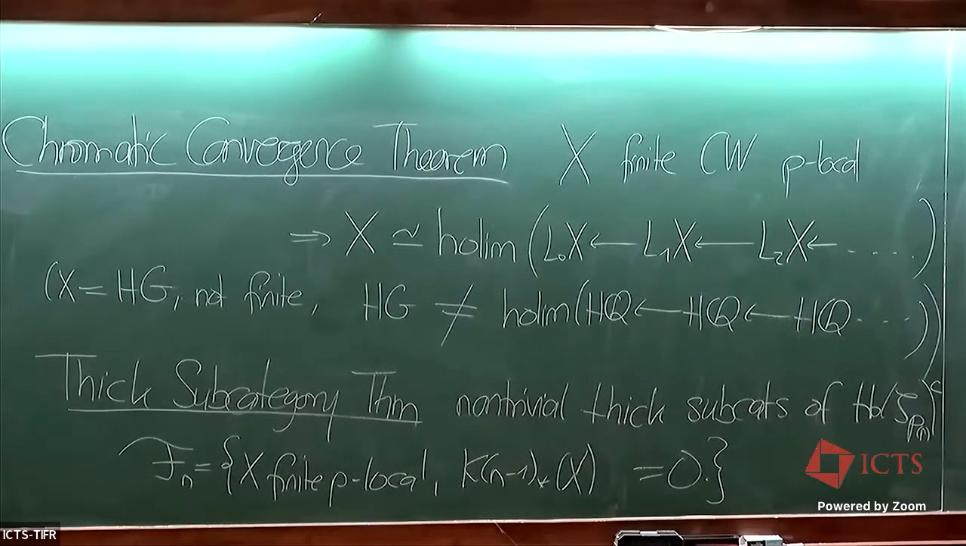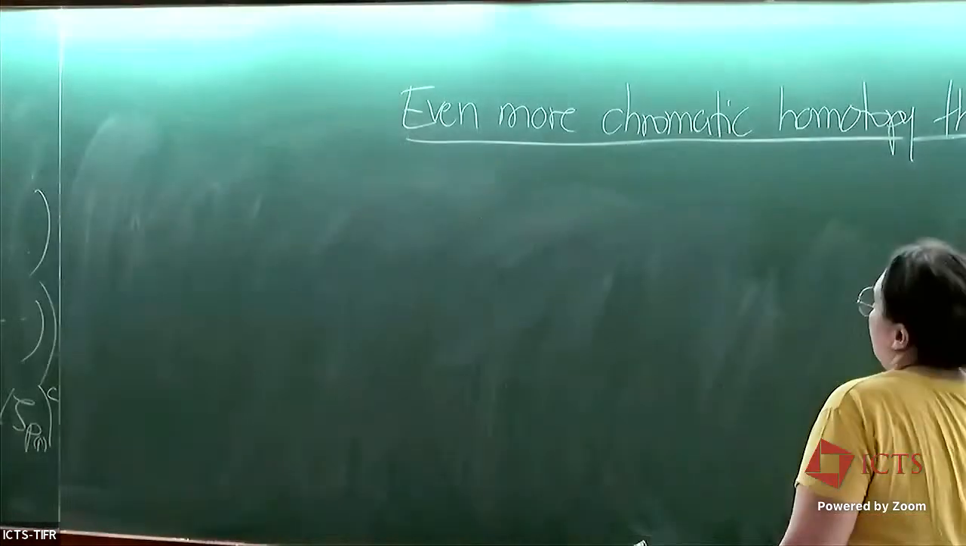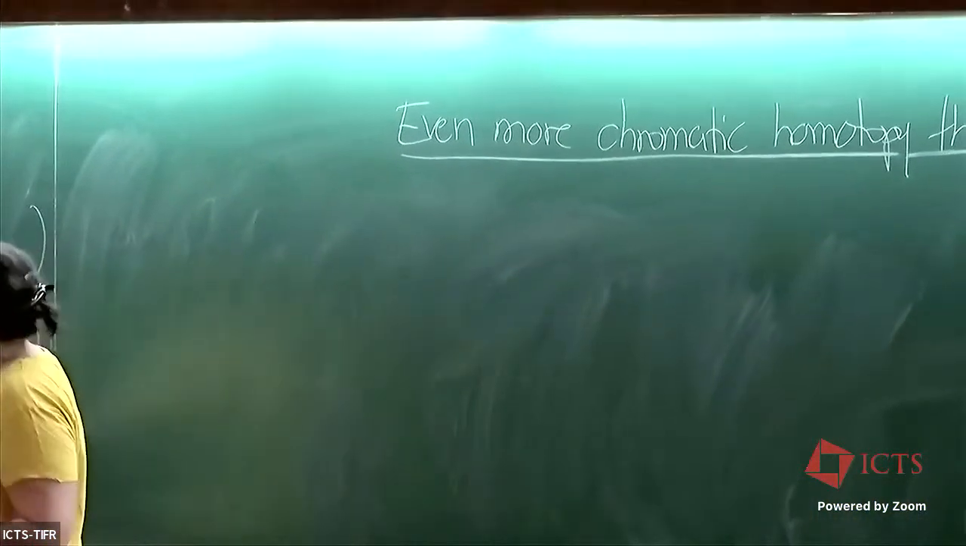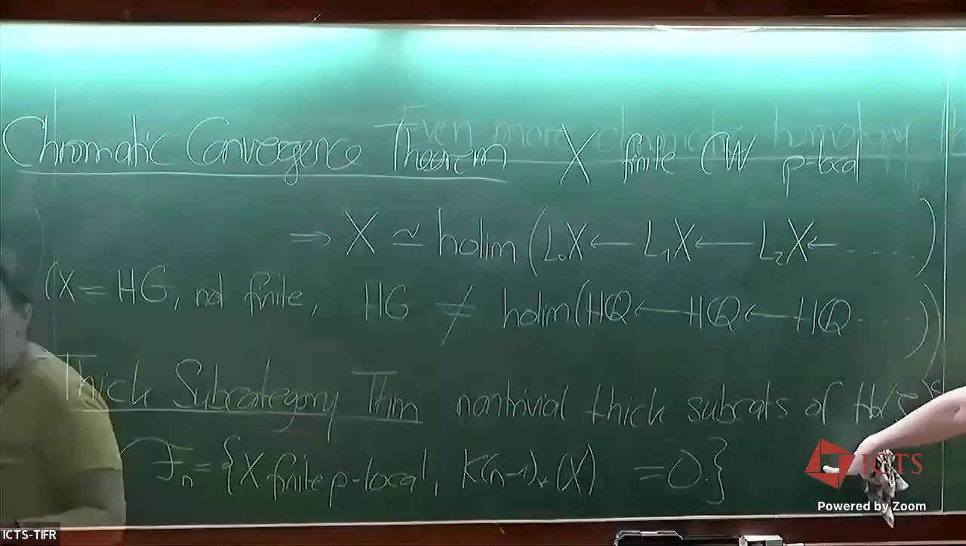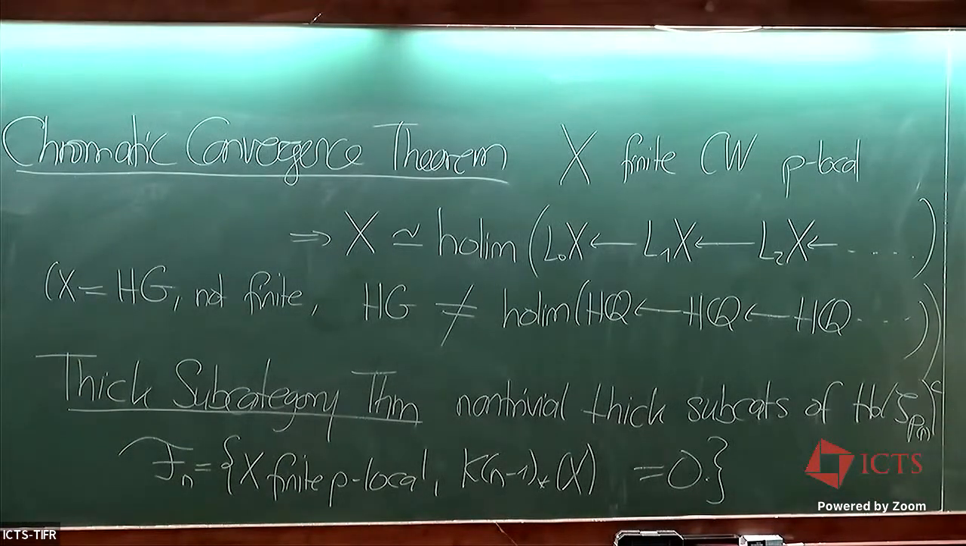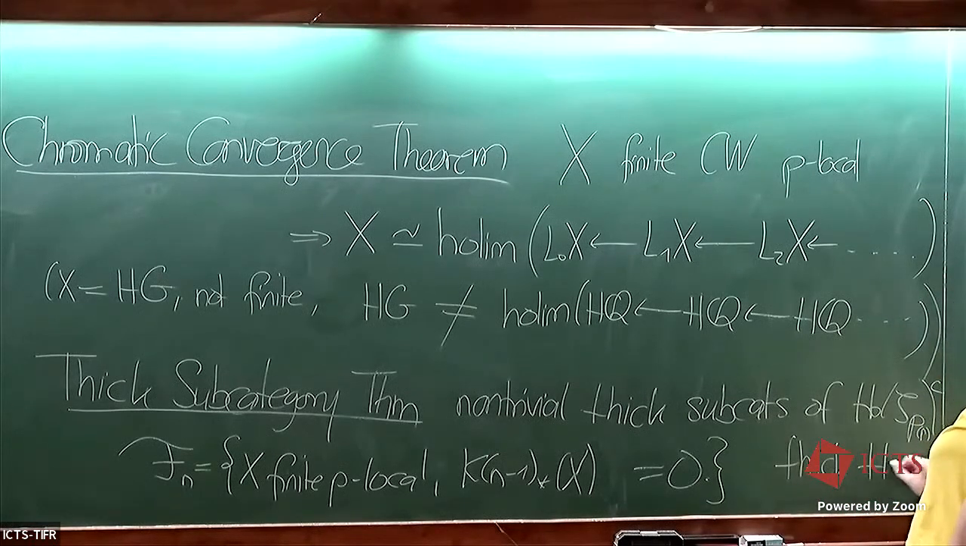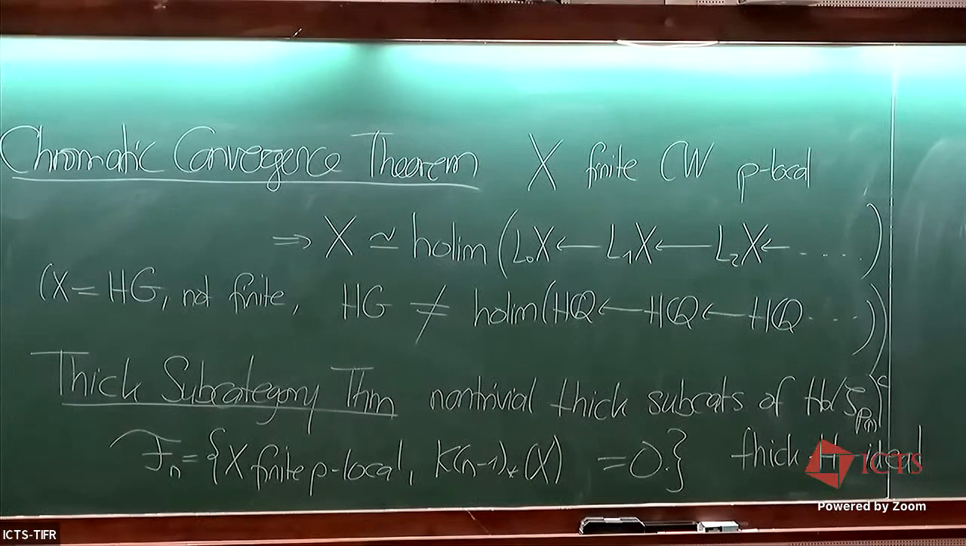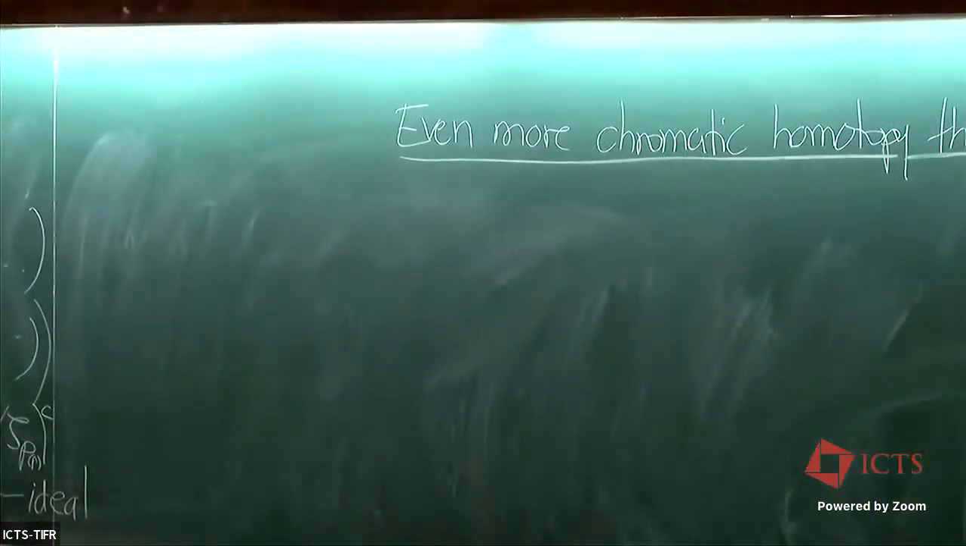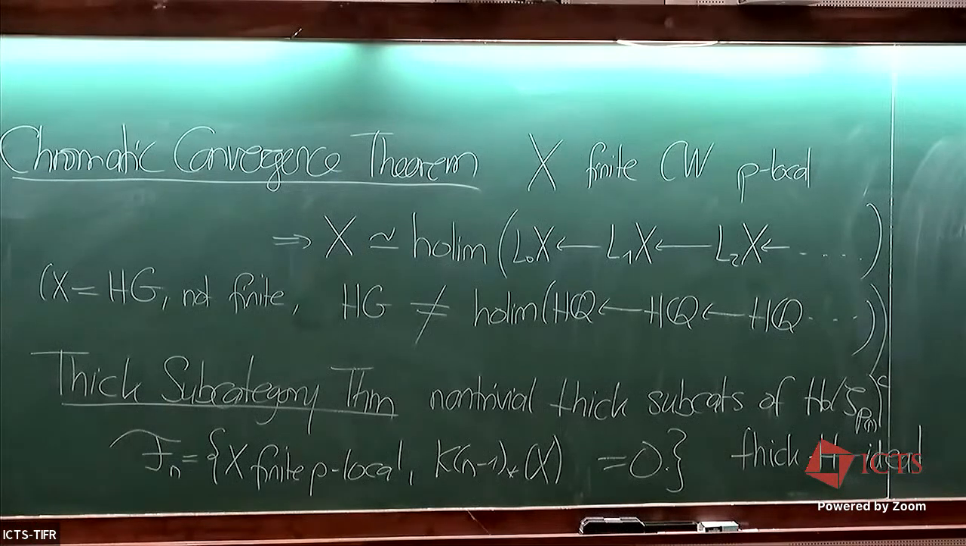Now, once you've seen that, you're only just a little step away from talking about the Balmer spectrum. Because if you look at, I'm not going to erase what I was saying. If you look at the KN acyclics, that's not just a fixed subcategory, but it is in fact a thick tensor-triangulated ideal. Because of this, if X smash Y is acyclic, no, if one of these is acyclic, then so is the product.